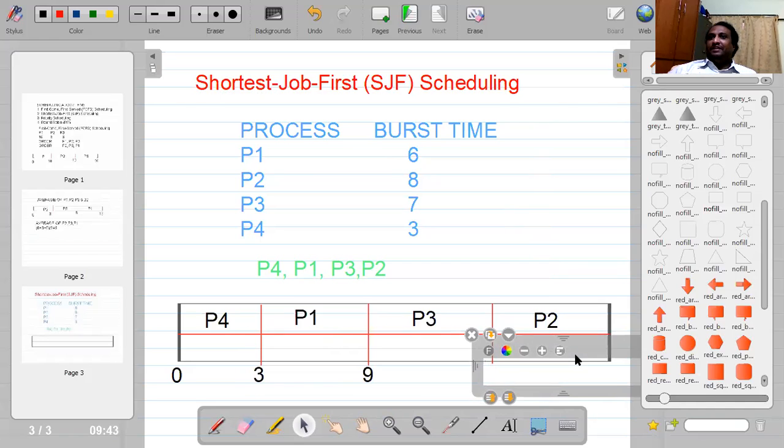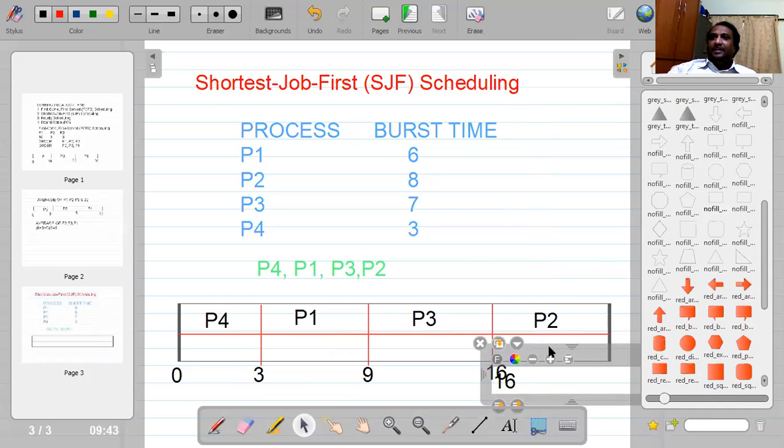16 seconds. P3 is going to take 7. So 9 plus 7? 16 seconds. Okay. Then at 16 seconds, P2 is going to start. Then when is P2 going to complete? 24. So this is how the time duration is going to be for all the 4 processes.